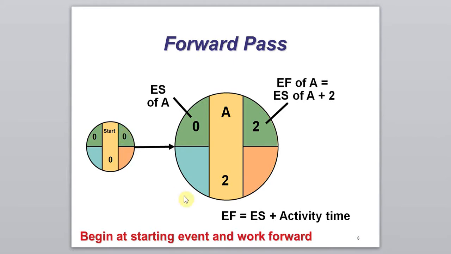And to calculate the earliest finish time, we use the formula: earliest finish time equals earliest start time plus the activity time. So the earliest start time of activity A is 0, and the duration of the activity is 2. So the earliest finish time of activity A will be 2.